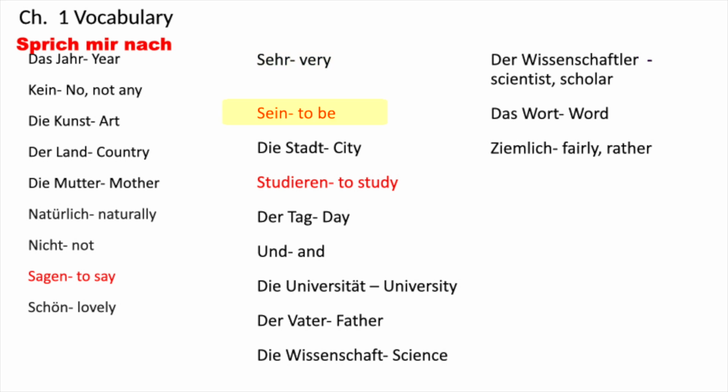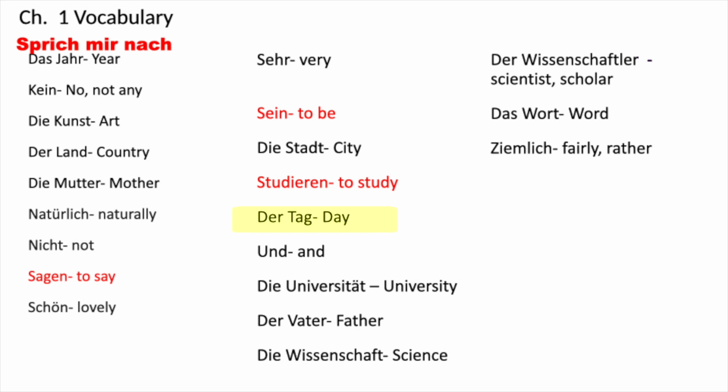Sein, we already know, is the infinitive to be. Die Stadt is the city. Studieren, predictably, is to study. And you'll notice, as we'll dwell on in much greater detail later on, the verbs that end with ieren are always very similar to the English word. Studieren, to study.